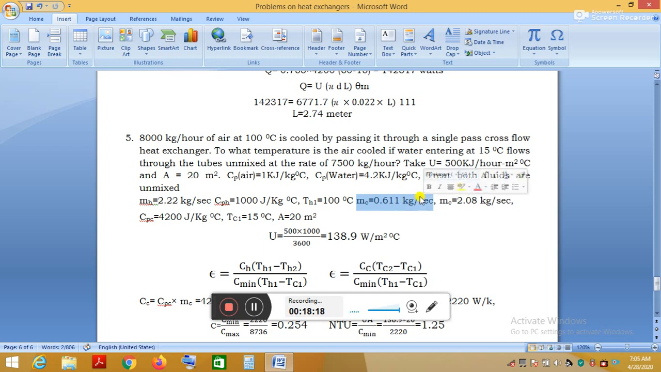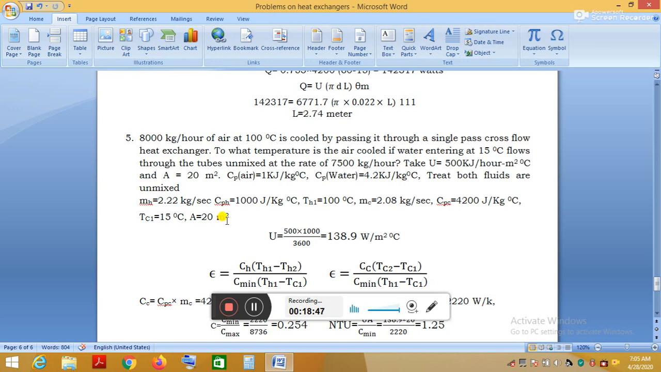Sorry, this is not there. Mass of the cold fluid is 2.08 kg per second. And Cp of the cold fluid, that means the water, is 4200 joules per kg degree Celsius, and inlet temperature of the cold fluid is 15 degrees Celsius, and the surface area of the heat exchanger is given, which is 20 meter square.